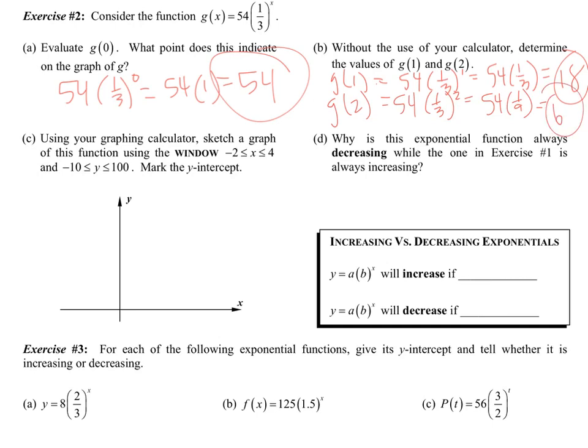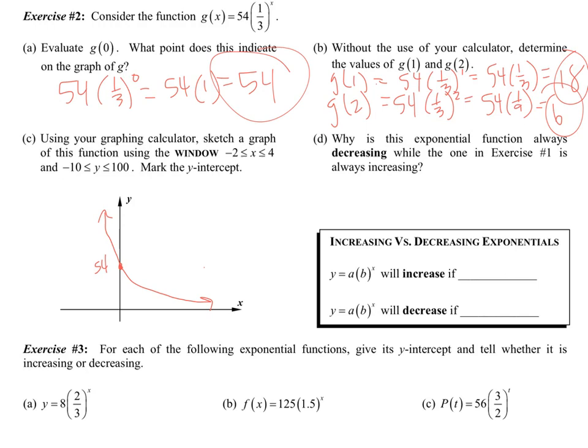Now, using your graphing calculator, sketch a graph of this function using this window. So what I want you to do is pause now, use the information you learned on the other question to see if you can figure out the window and to make the graph itself. So the first thing it asks you to do is to mark the y-intercept. Well, the y-intercept is at 54. And the graph does this.